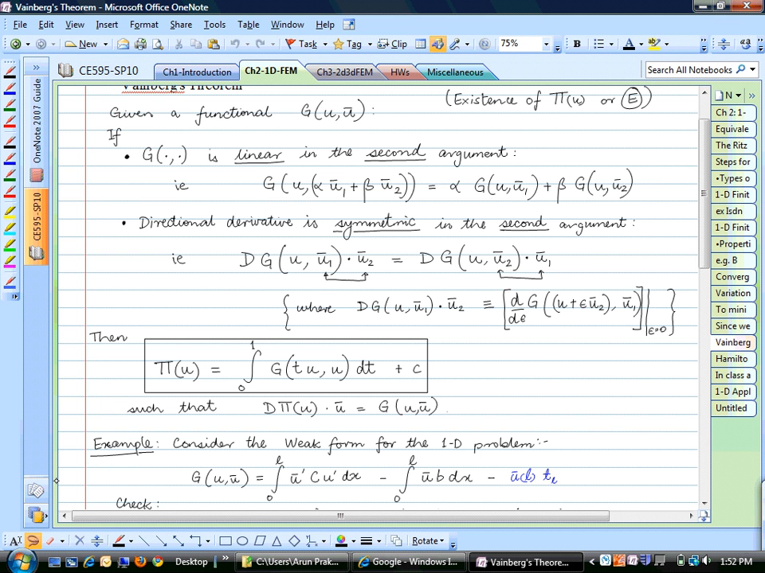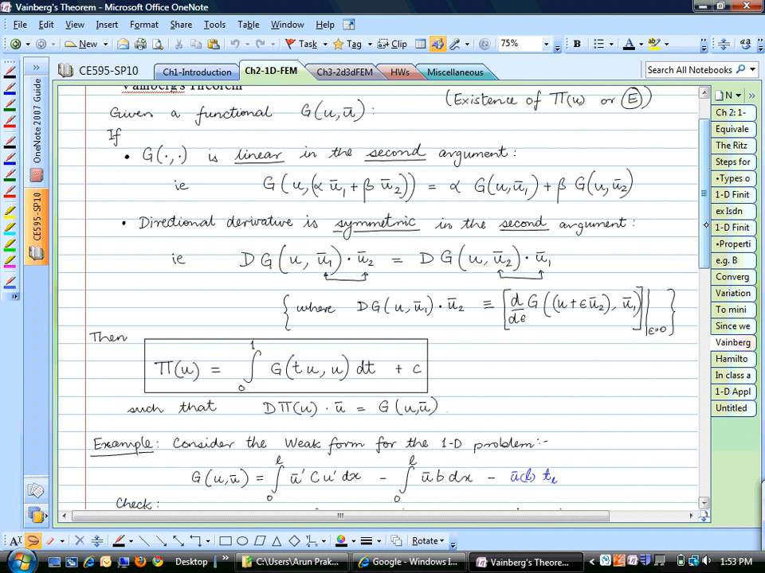So if these two conditions are satisfied, then we can conclude that a potential energy functional exists, and it can be calculated using this integral. So in this integral, all that we are saying is that take our virtual work functional, and t is again some parameter. And since it is a dummy parameter, because we are integrating over t from 0 to 1, we can find out the potential energy corresponding to our G using this expression.